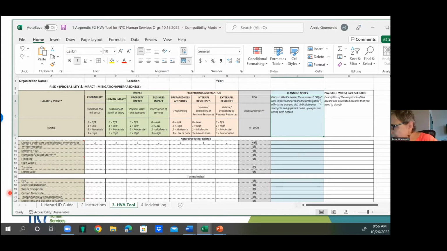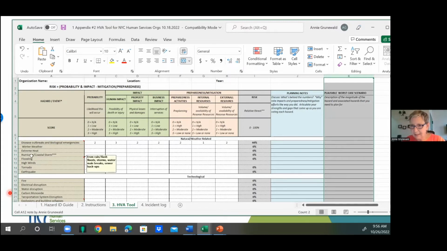No, actually, not this one. It's the next one, this next column. So planning notes are important. Do you have to take your notes in this column? No, you can do it any way that you want, but just take notes while you're doing this. The last column is called plausible worst case scenario. Well, what does that mean? That means you're defining what the event is that you're planning for, right?